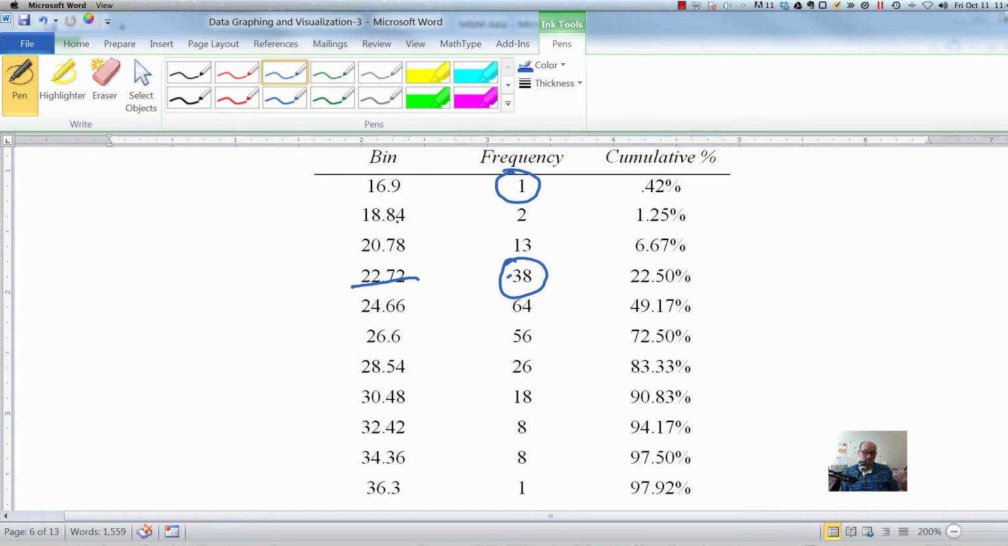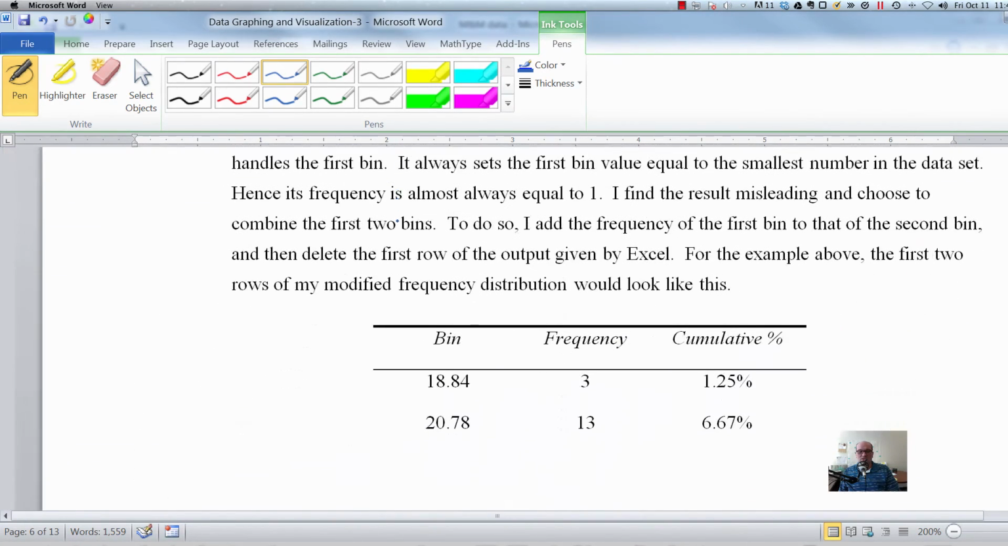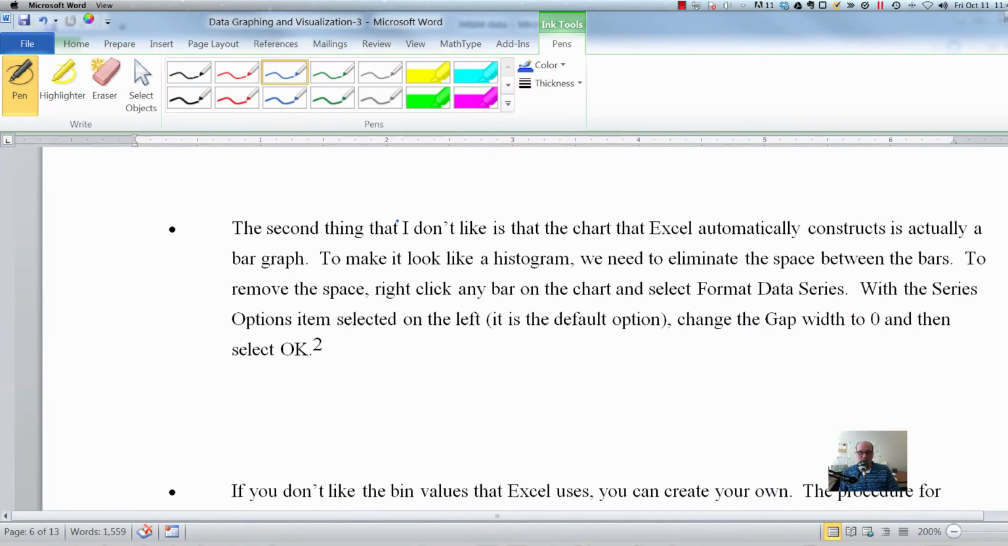It would really be, because the interpretation is, well, anything less than or equal to 18.84 would be 3. So I typically do that when I make a histogram. The other thing is that histograms look very similar to bar charts, which we're going to talk about in a little bit, but they're not quite the same.